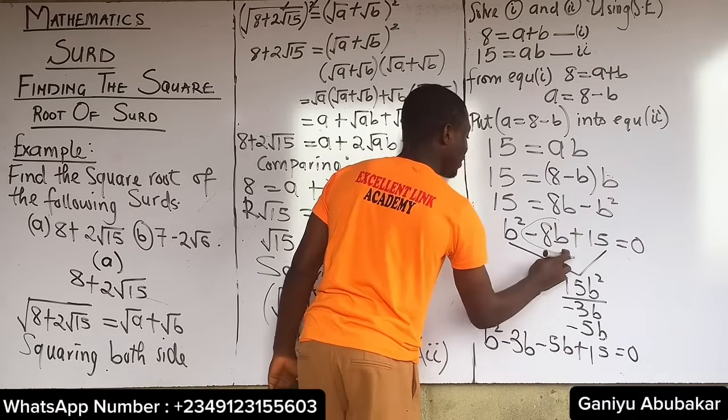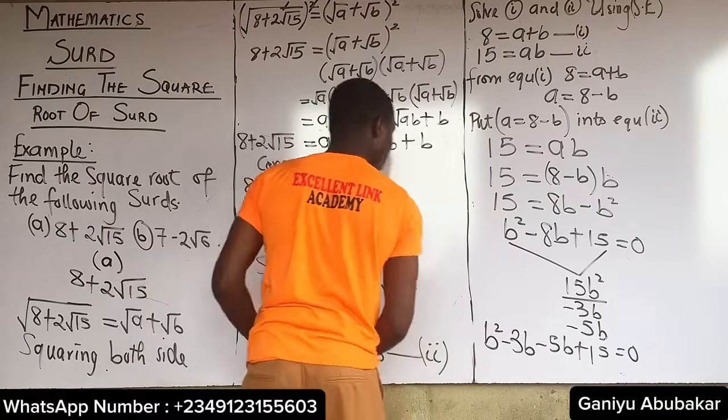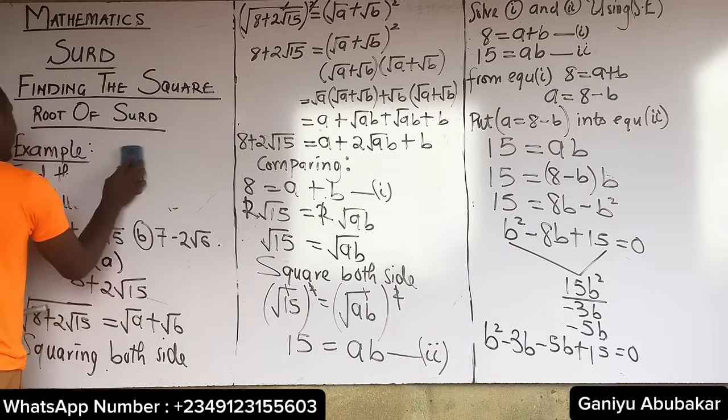So what's my next task? What's your next task at this point here? My next task is to simplify this one. Simplify my equation. What do I get?